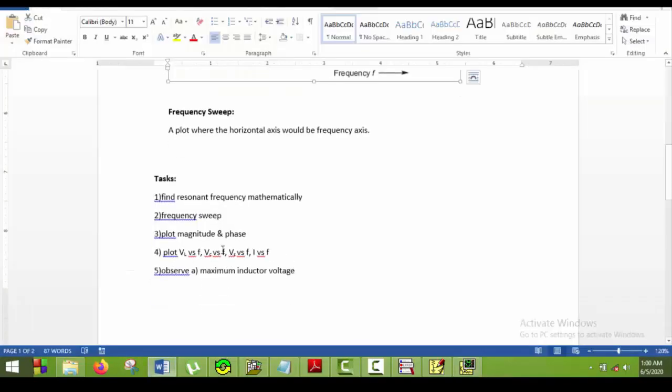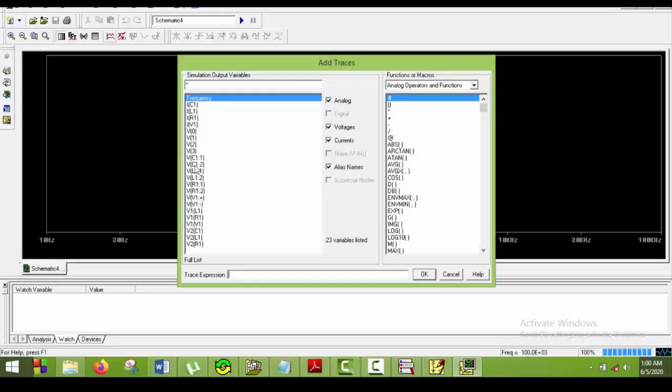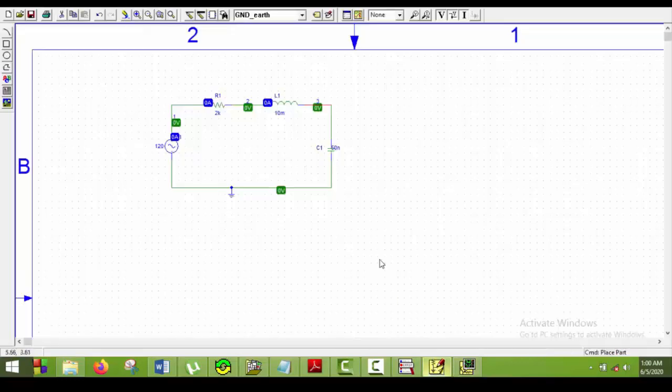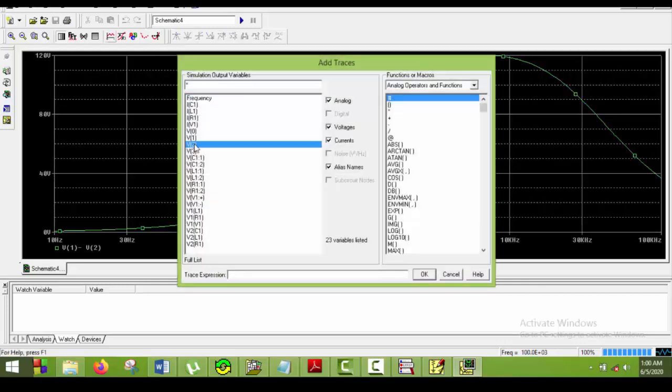So the fourth task is to plot VL versus F, VC versus F, VR versus F, and I versus F. So we'll first go to the plot or circuit, and here we can see VR is V1 minus V2. So we'll simulate this one and we'll plot V1 minus V2 to get the voltage across the resistor. Here we go. Then the voltage across the inductor is V2 minus V3. So we'll plot this as well. So we'll go to address and select V2 minus V3 and say OK.